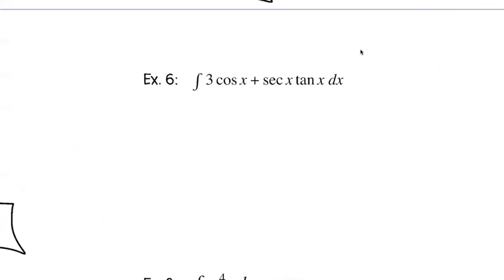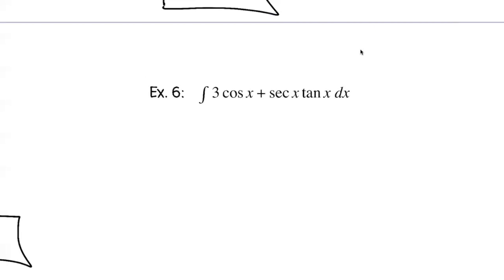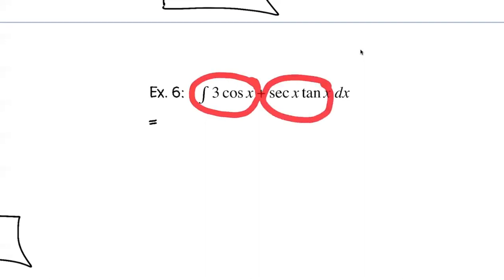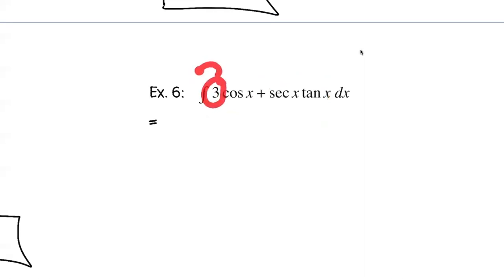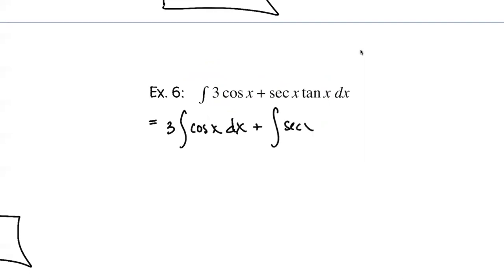All right. This is a test of how well you know your trig derivatives, right? So if we break this up, it's a very long problem, but I'm going to do 2 things. I'm going to split this into 2 integrals. And at the same time, I'm going to take the 3 and bring it out to the front. All right, so 3, the integral of cosine x dx, plus the integral of secant x tangent x dx.